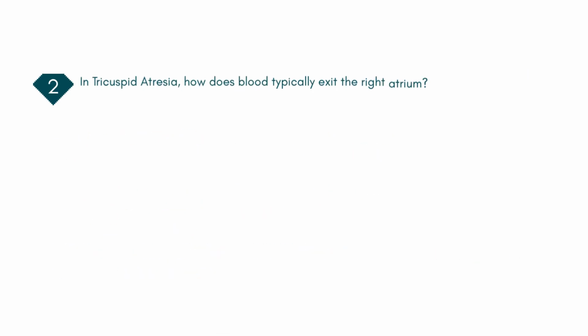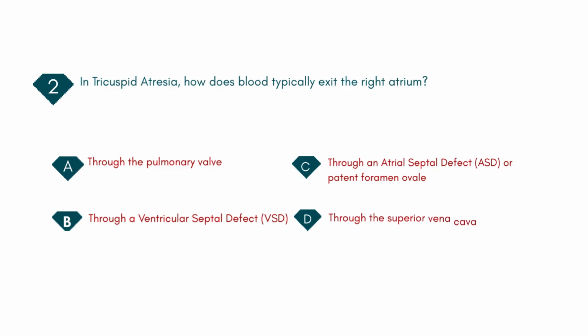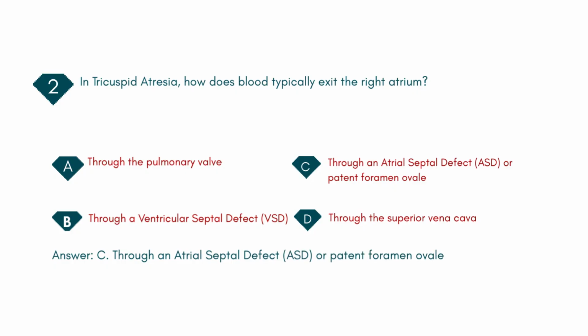In tricuspid atresia, how does blood typically exit the right atrium? A. Through the pulmonary valve. B. Through a ventricular septal defect, VSD. C. Through an atrial septal defect, ASD, or patent foramen ovale. D. Through the superior vena cava. Answer C. Through an atrial septal defect, ASD, or patent foramen ovale.